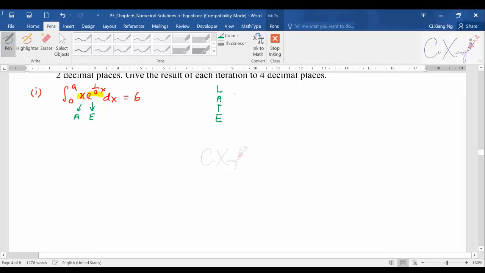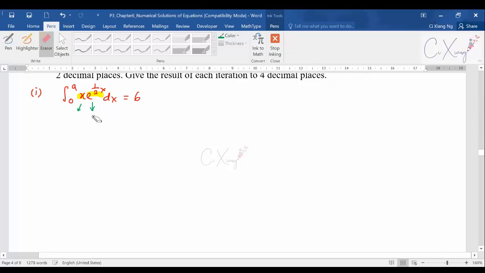And then we follow the LIATE rule. That means when you go further down, what is the substitution that you need to do? When you go further down, it should be dv, and further up, it is u. So very obvious here, your u will be x, the algebraic function, and dv will be e to the power half x. So we will start from here.